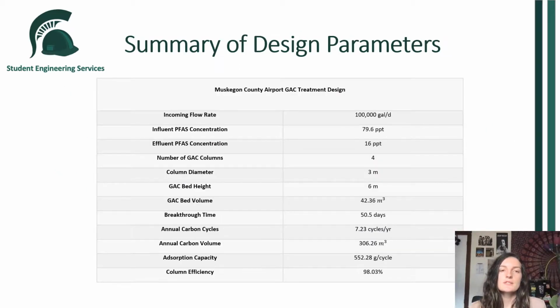The table shown here is a summary of all of the design parameters that were determined for the GAC treatment design at the Muskegon County Airport location. It indicates the flow rate, the PFAS concentrations leaving and entering, the number of columns that will be needed, as well as their dimensions, the breakthrough time, the amount of carbon needed per year, the amount of carbon cycles per year, as well as the overall effectiveness in removal of PFAS from the wastewater at the site. These parameters could be applied to the implementation of a full-scale treatment system at this location.